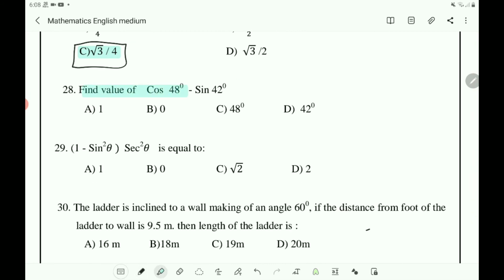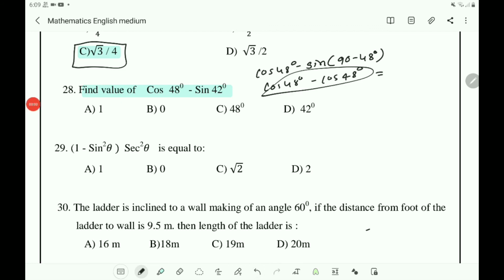Then you take the question number 28. Find the value of cos 48 degree minus sin 42 degree. This type of questions are solved many times, so you convert one into other. You know that 48 degree and 42 degree are the complementary angles, and complementary of cos is sin and complementary of sin is cos. So you write cos 48 as it is. Then sin 42 degree means sin of 90 minus 48 degree, which is also cos 48 degree. Cos 48 minus cos 48 degree is 0.